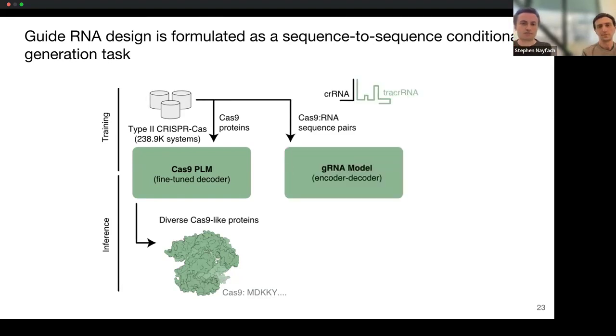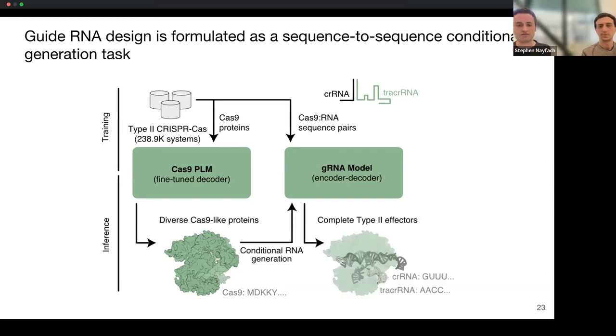So to address this problem, we trained a separate model where the goal is to take a protein sequence as input and then generate the CRISPR RNA and tracer RNA components of the guide conditioned on that sequence. In practice, we do this just by concatenating the CRISPR and tracer RNAs from the CRISPR-Cas atlas and then generating them in a random order. Once we have this model, we can then assemble the complete inference pipeline shown on the bottom, where we can pull diverse Cas9-like proteins out of the protein language model and then pass those to the second model to generate complete type 2 effectors.